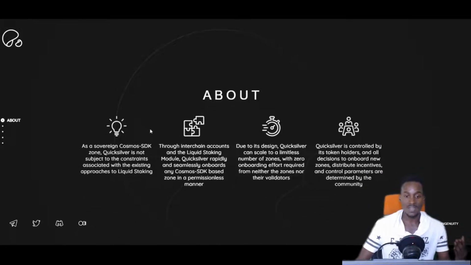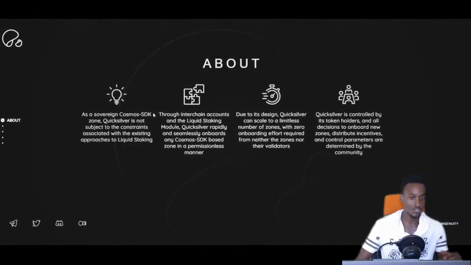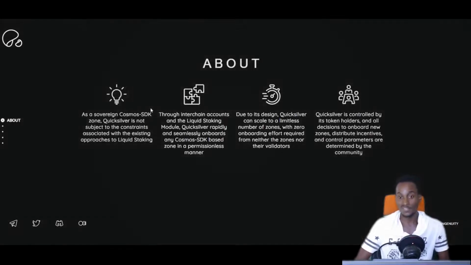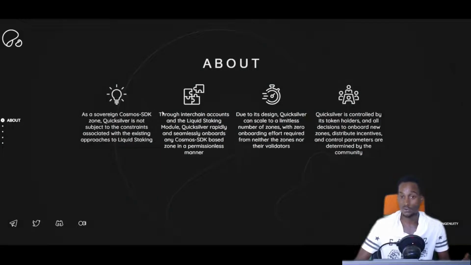So we're looking at here, this is pretty much their website, and this will cover everything to do with liquid staking, if you know what's going on here, especially in the Cosmos ecosystem. So as a sovereign Cosmos software development kit zone, SDK zone, Quicksilver is not subject to the constraints associated with the existing approaches to liquid staking. So if you watched my video about the 2.0 paper, they talk about security, they talk about this collaboration, they talk about the allocator, the scheduler. So all of this comes into this technology that ties into the idea of a port city governed by this Cosmos Hub and the security, the technology that's within there, and also the value effects.